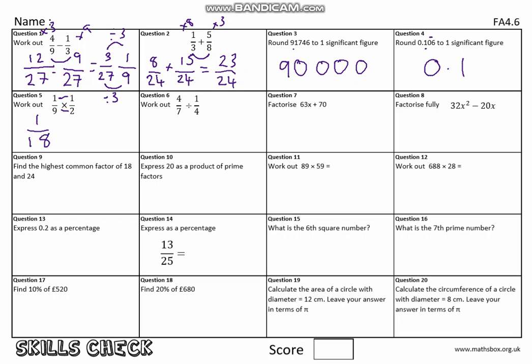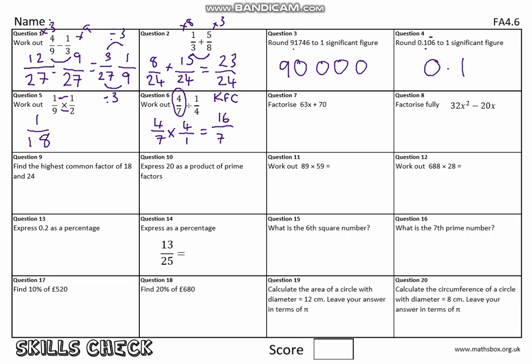Next one, we're going to do keep, flip, change, because that's how we do our dividing by fractions. So we're going to keep the first one the same. We've got 4 over 7. We're going to flip the second one, so we've got 4 over 1. And we're going to change the middle sign from a divide to a times. So this means we've got 4 times 4, which equals 16. And we've got 1 times 7, which equals 7.